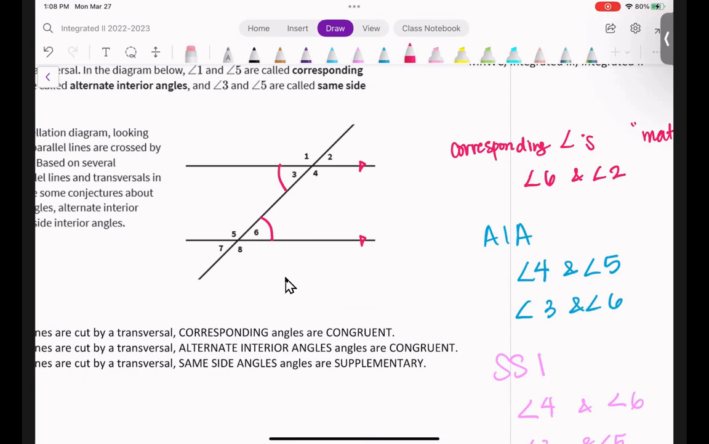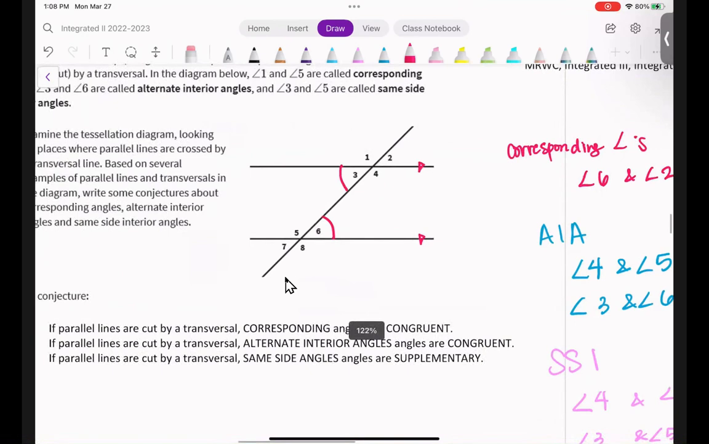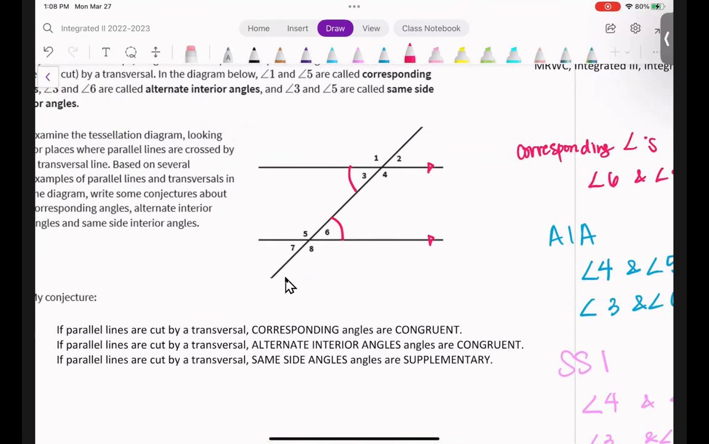They're congruent. So say this again with me. It says along the bottom. If parallel lines are cut by a transversal, then the alternate interior angles are congruent.